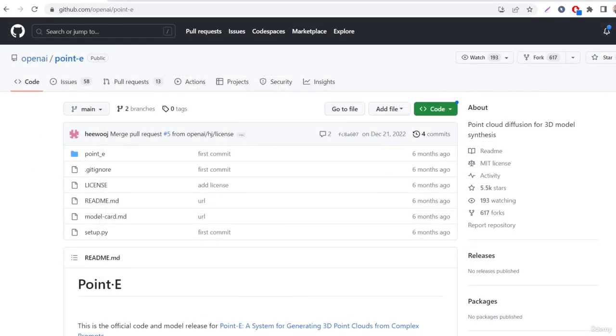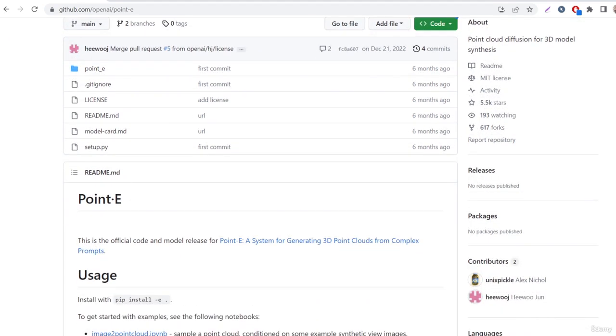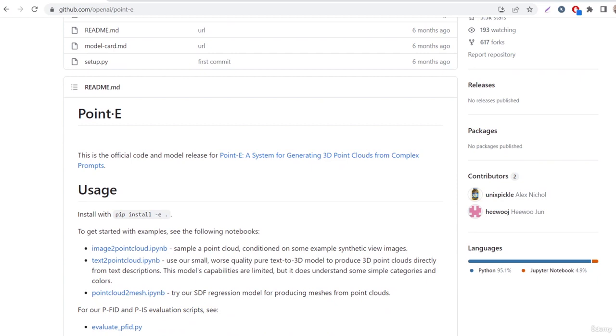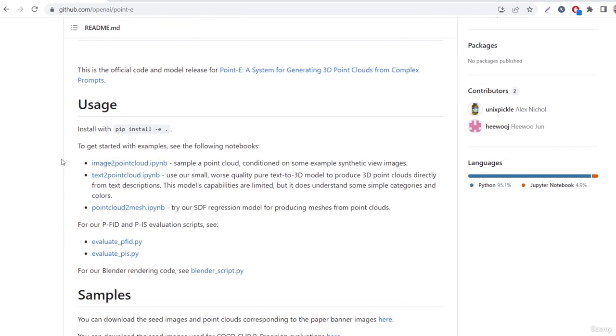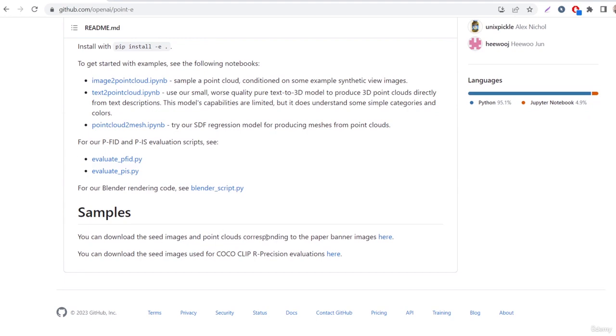Point-E. Point-E is a powerful and versatile language model that excels in natural language understanding and generation. It can comprehend complex text input and generate coherent and contextually relevant responses. How is it different from the GPT 3.5 model, for example? GPT 3.5 is a general-purpose language model suitable for various language tasks, including chat-based interactions, while Point-E is a more focused model optimized for accurate information extraction and question answering. It is interesting to know and explore Point-E because OpenAI published its source code.